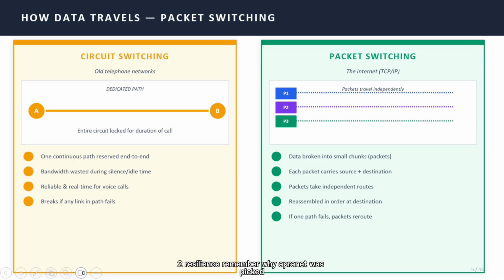Two, resilience. Remember why ARPANET was built. If one path is destroyed, packets reroute automatically. There is no single point of failure. This is why the internet survives cable cuts, server failures, natural disasters, because packets just find another way.